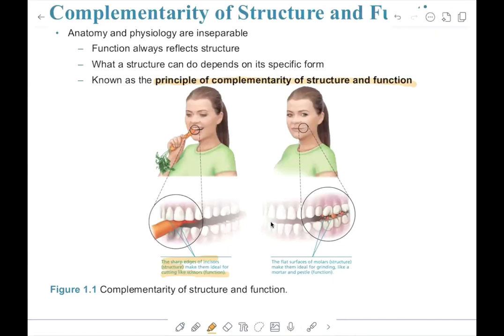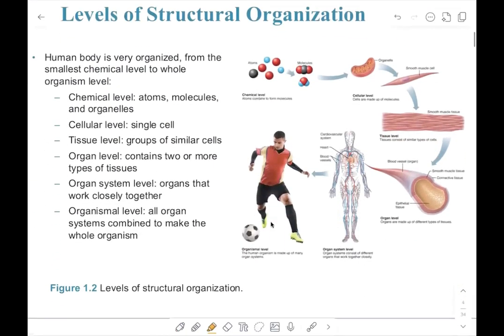We have another example here. We have the flat surfaces of the molars. Again, you could kind of think of that as the what, like what you see, and the why is the function. So the function in this case is to act like a mortar and pestle to be able to grind the food up into smaller pieces.